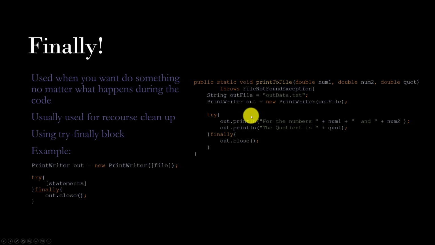Here's an example where we have outFile is outdata.txt, and PrintWriter out is a new PrintWriter of outFile. Notice that when it's done with printing these things, it will close, because it's in that finally block.